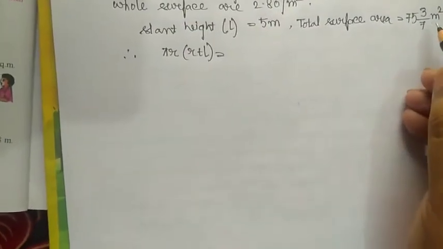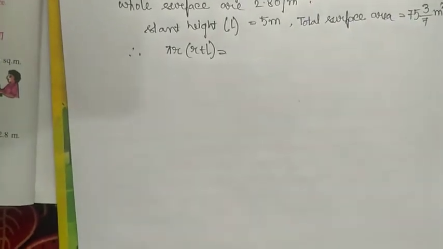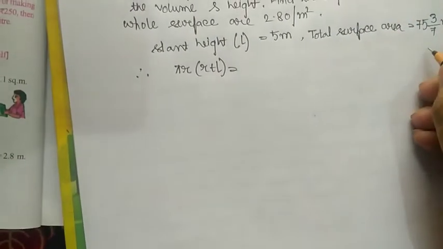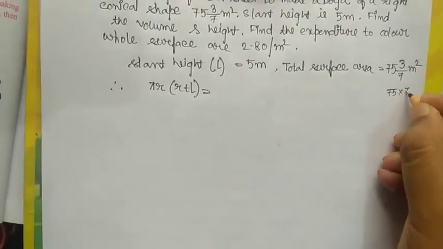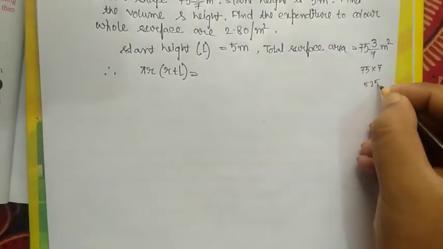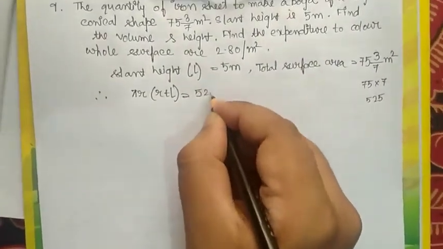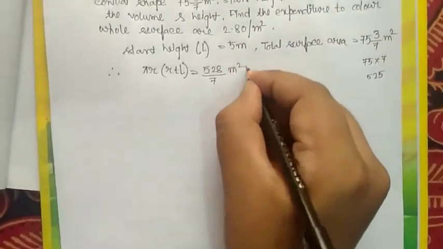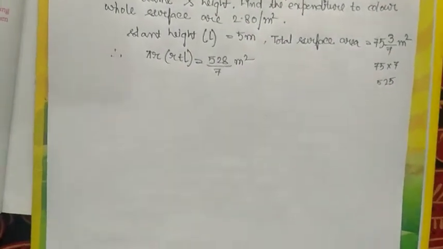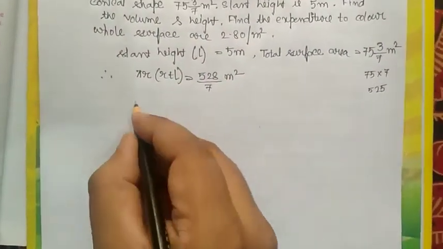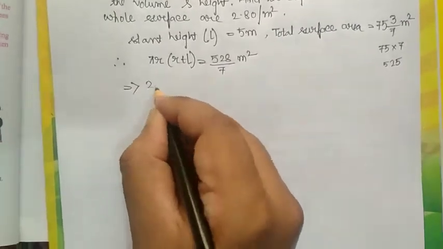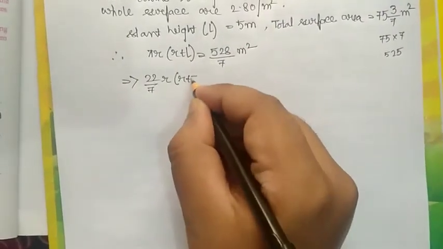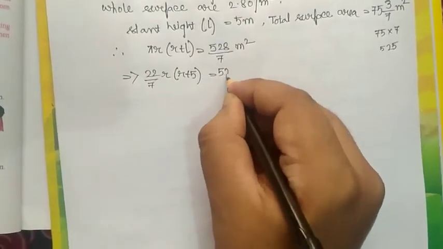If we convert from mixed fraction to simple fraction, we get 7 into 75 into 7, it should be 525, so 528 by 7 meter square. Now putting the value of L here, we get 22 by 7 r (r plus 5) equal to 528 by 7.